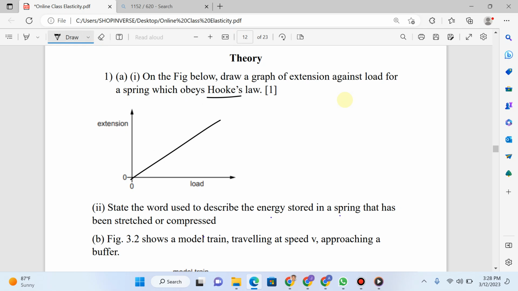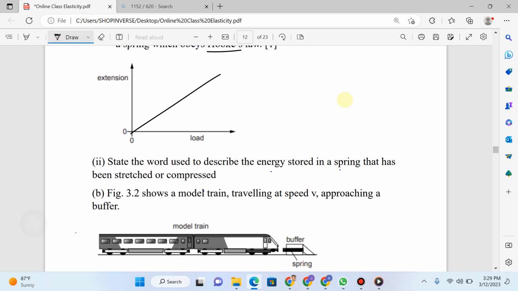If it was length against load, you just draw from here, where the value here will be the length when no force is applied. That would be the graph if it was load against actual length, not extension. This is the graph of force against actual length, where this is the original length. But the question requires force against extension, which is what you have plotted.